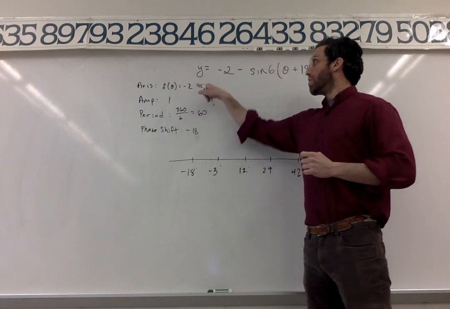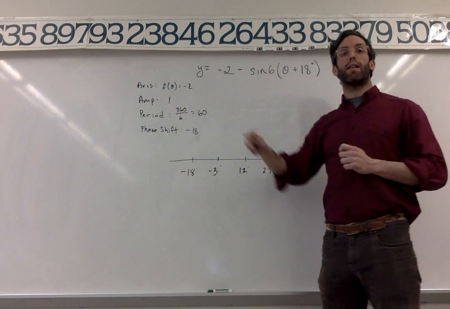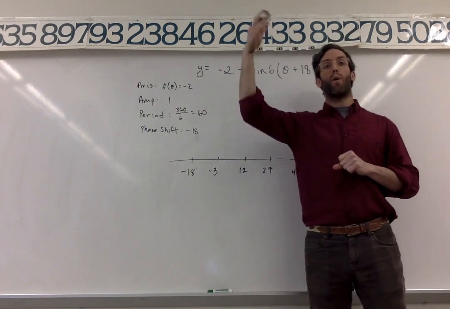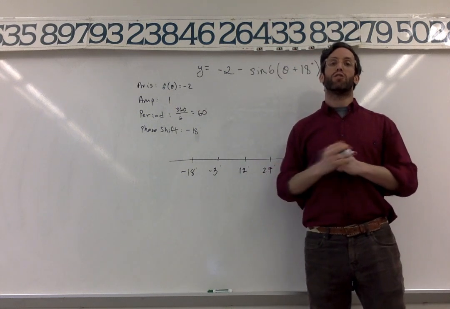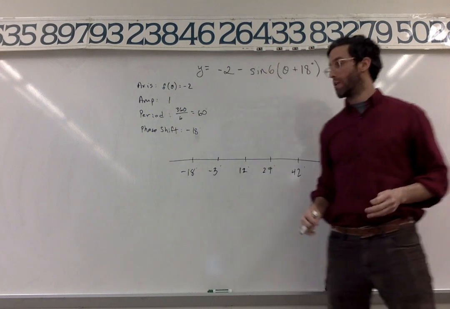Now, the middle line is -2, and the amplitude is 1, right? So the middle line is going to be -2, and then we'll go up 1 and down 1 from there to rope in our y values, all right?